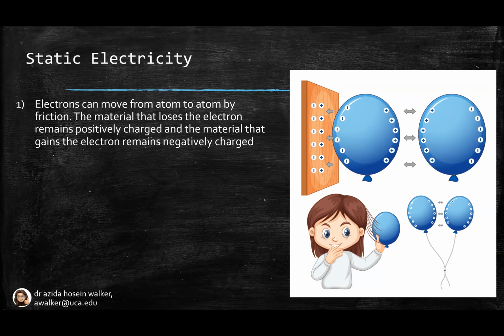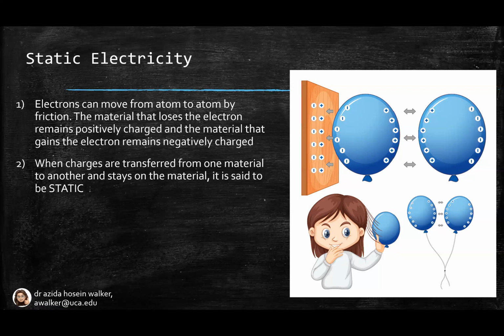Electrons can move from atom to atom by friction. That's why you'll observe it if you are rubbing a balloon on your hair. The material that loses the electrons remains positively charged, and the material that gains the electrons remains negatively charged. So if we look at our balloon here, it's negatively charged because it had gained some electrons from rubbing on the hair.